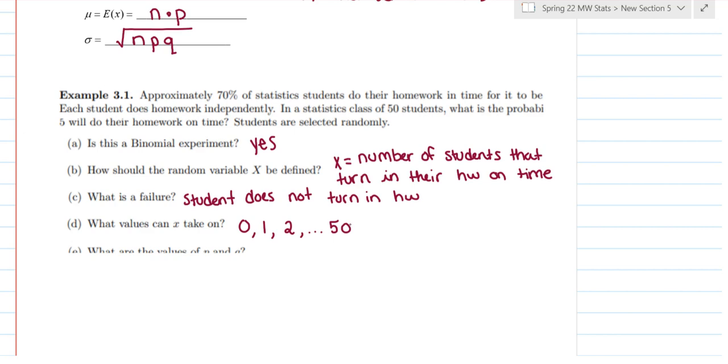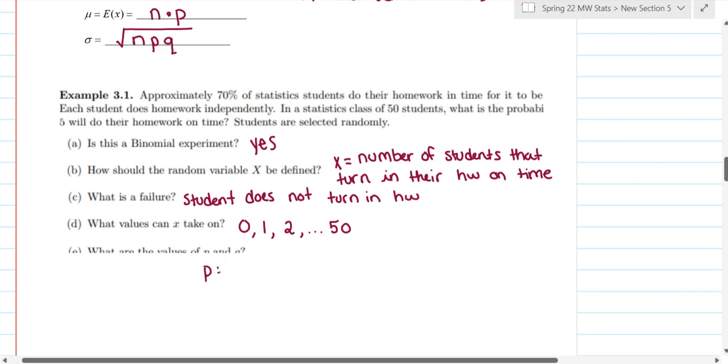All right, and this says what are the values of P and Q? So P, so what does it say up here? Approximately 70% of statistics students do their homework on time. So there's your P, 70%. As a decimal, 0.70.